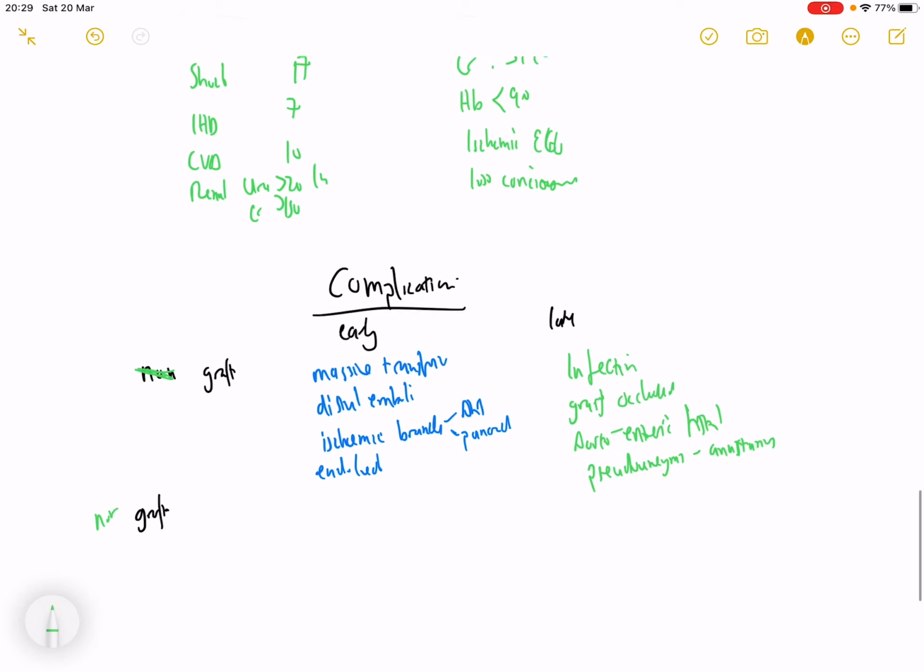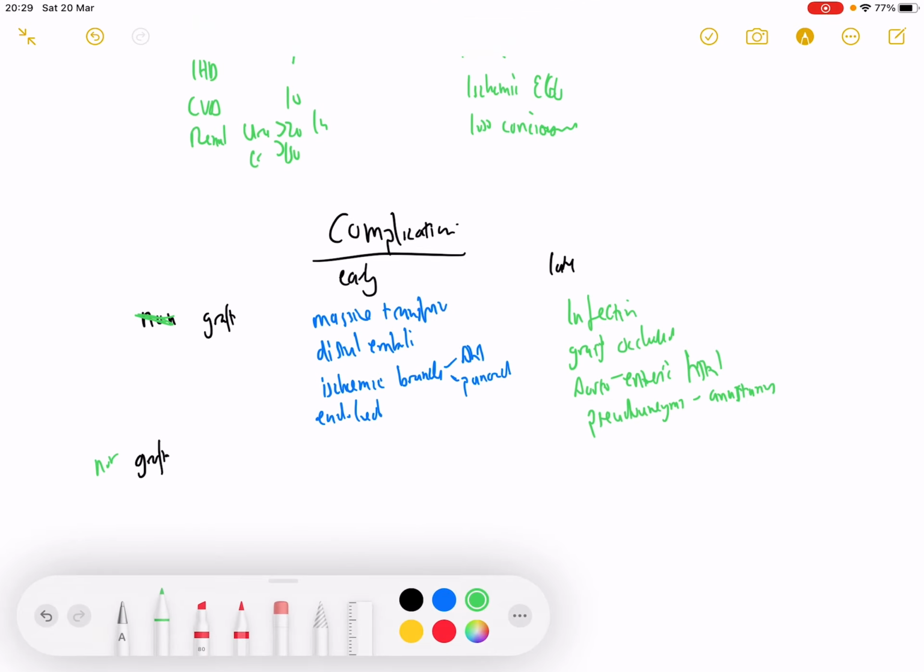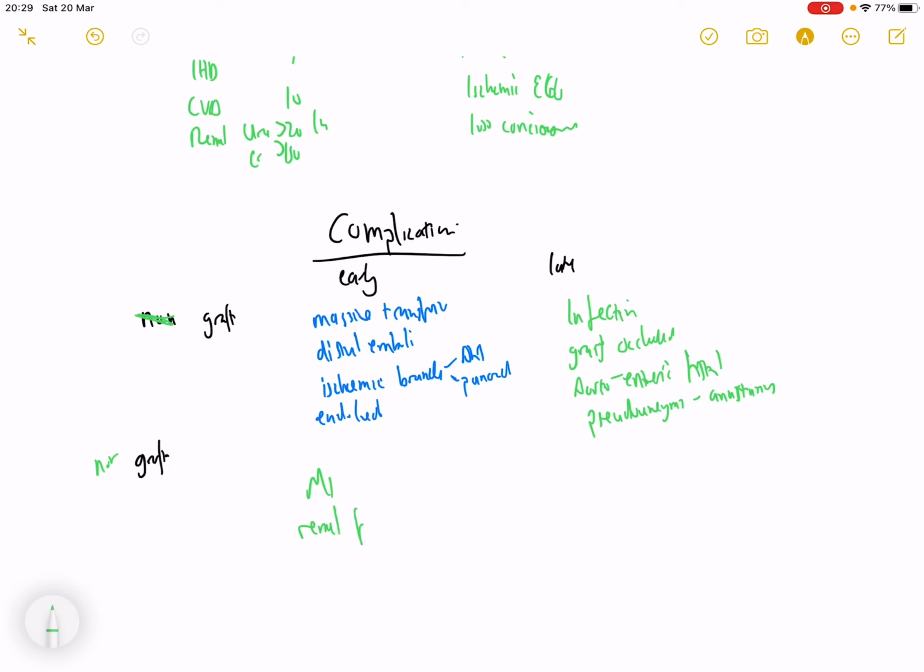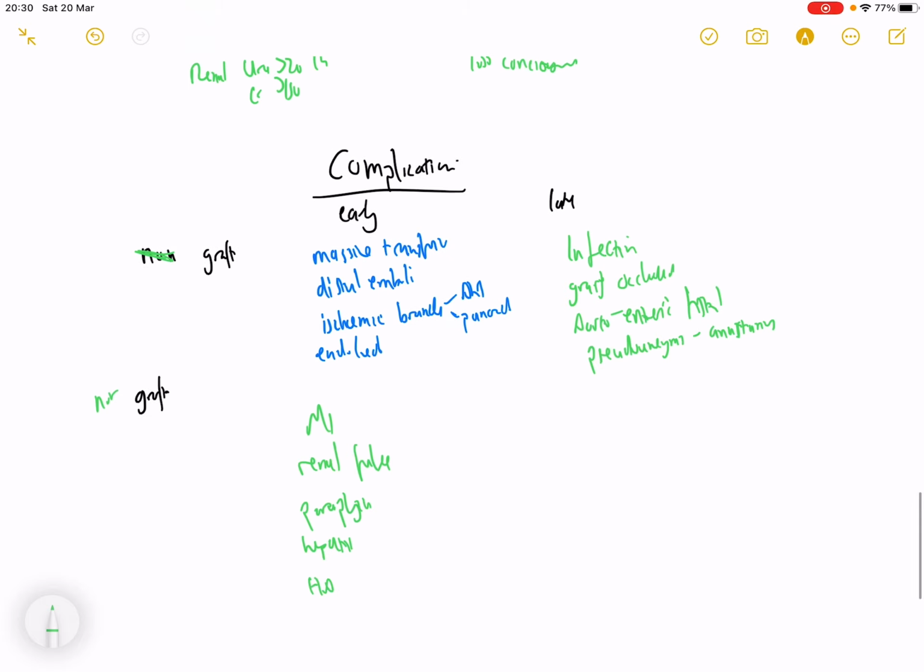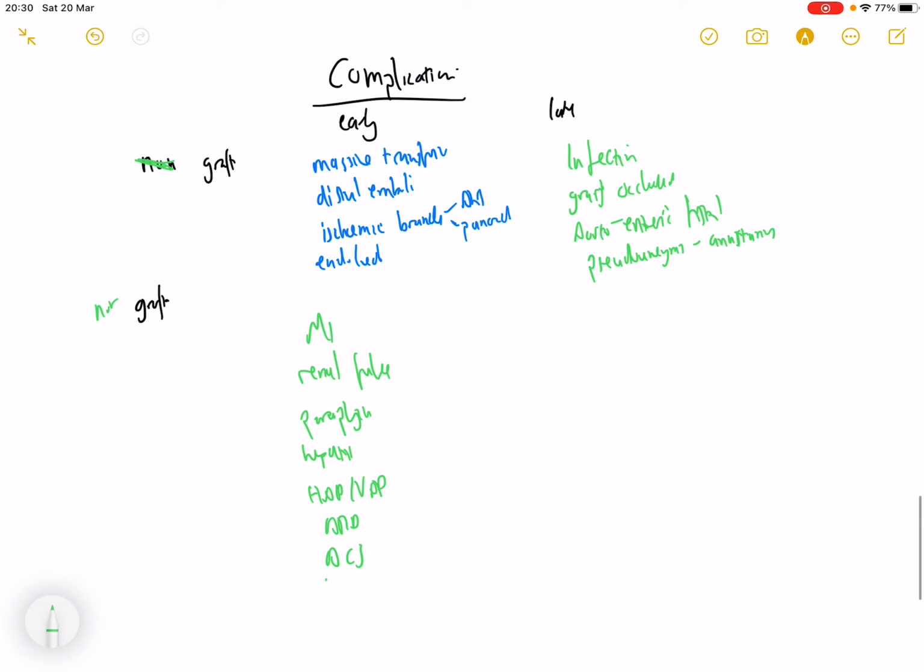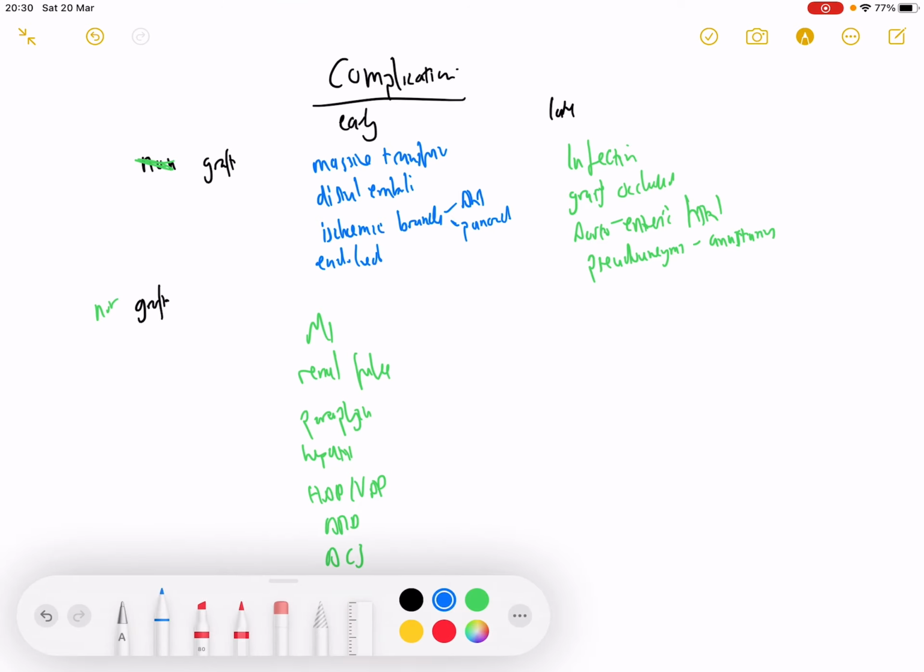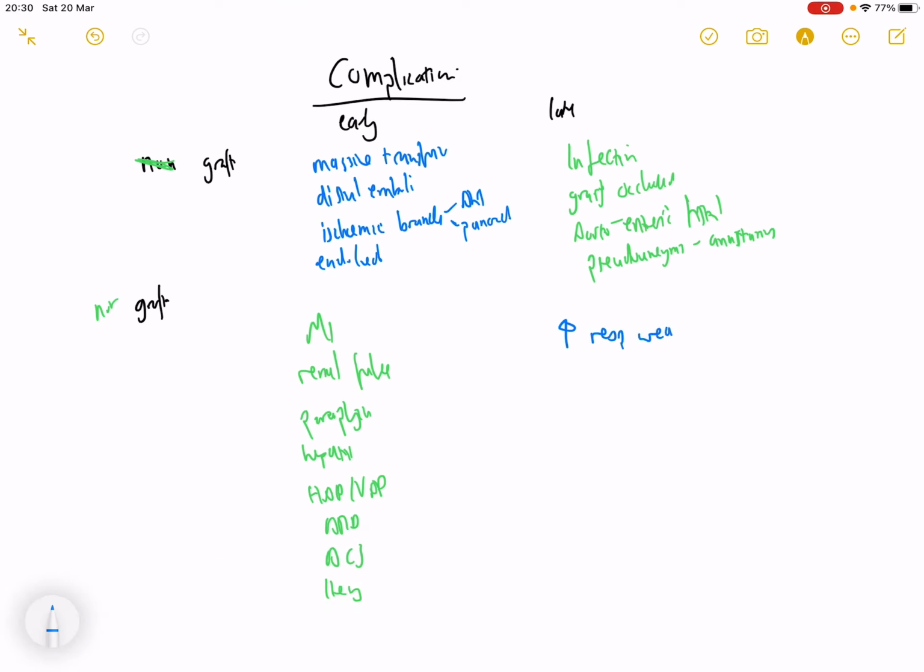The non-graft related ones are MI, renal failure, paraplegia, hepatic dysfunction, HAP or VAP, ARDS, compartment syndrome, and ileus, and late, or they may have a long respiratory wean, a small bowel obstruction, hernia, DVT or PE, and impaired sexual function.